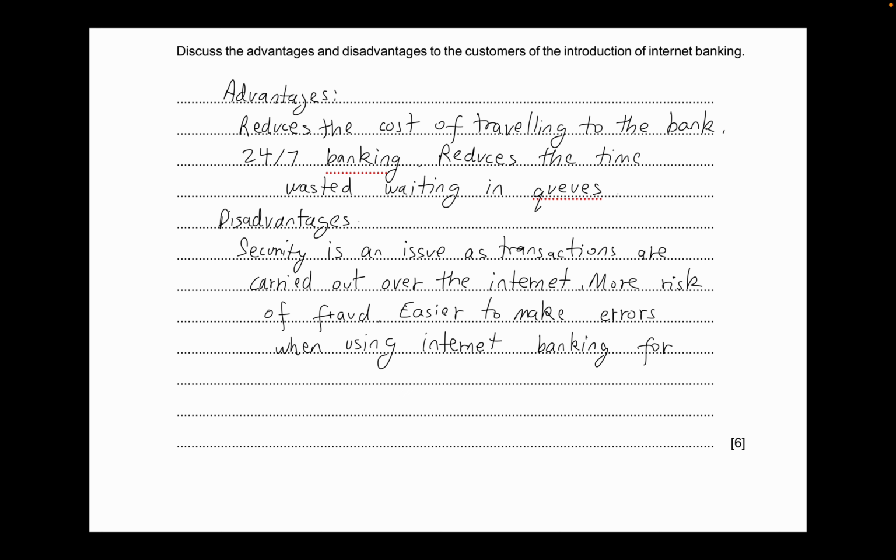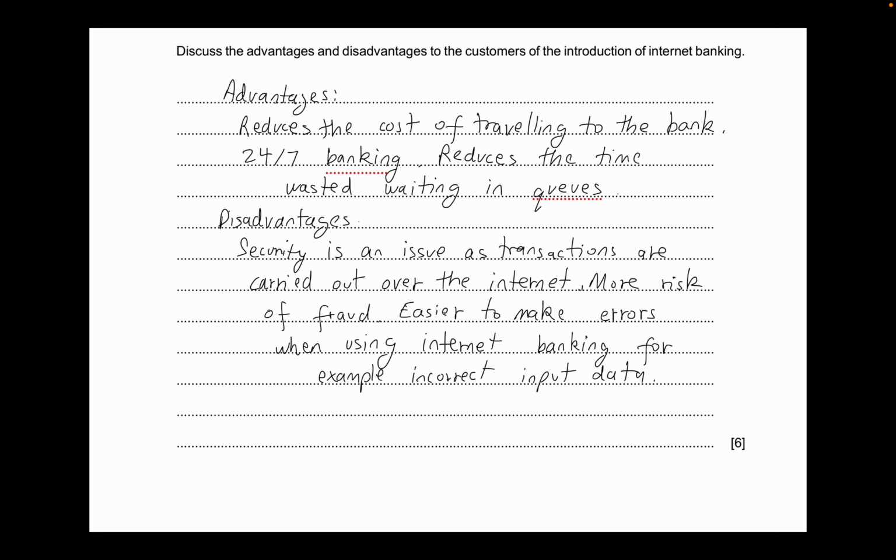For example, incorrect input data. These are some of the 3 points for writing for disadvantages. You can also mention the most important one is that the user needs a reliable internet connection, and if the internet connection drops during a transaction, there might be issues. So that's some of the disadvantages you can mention for 6 marks.